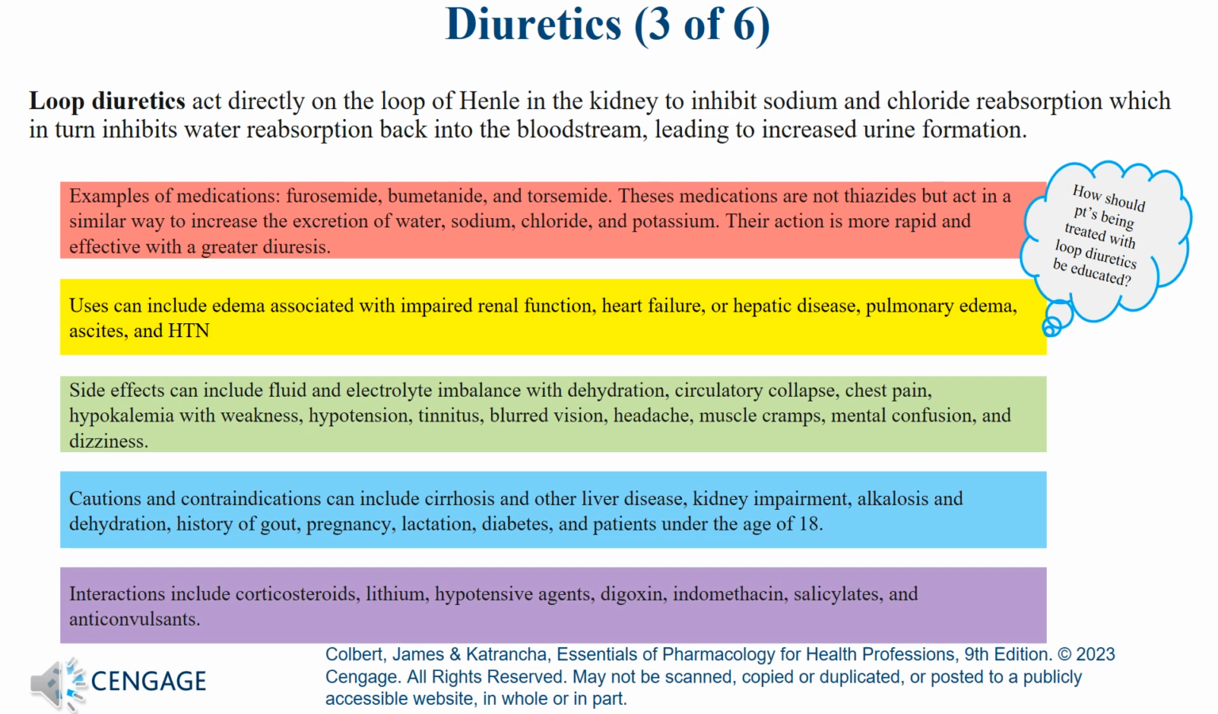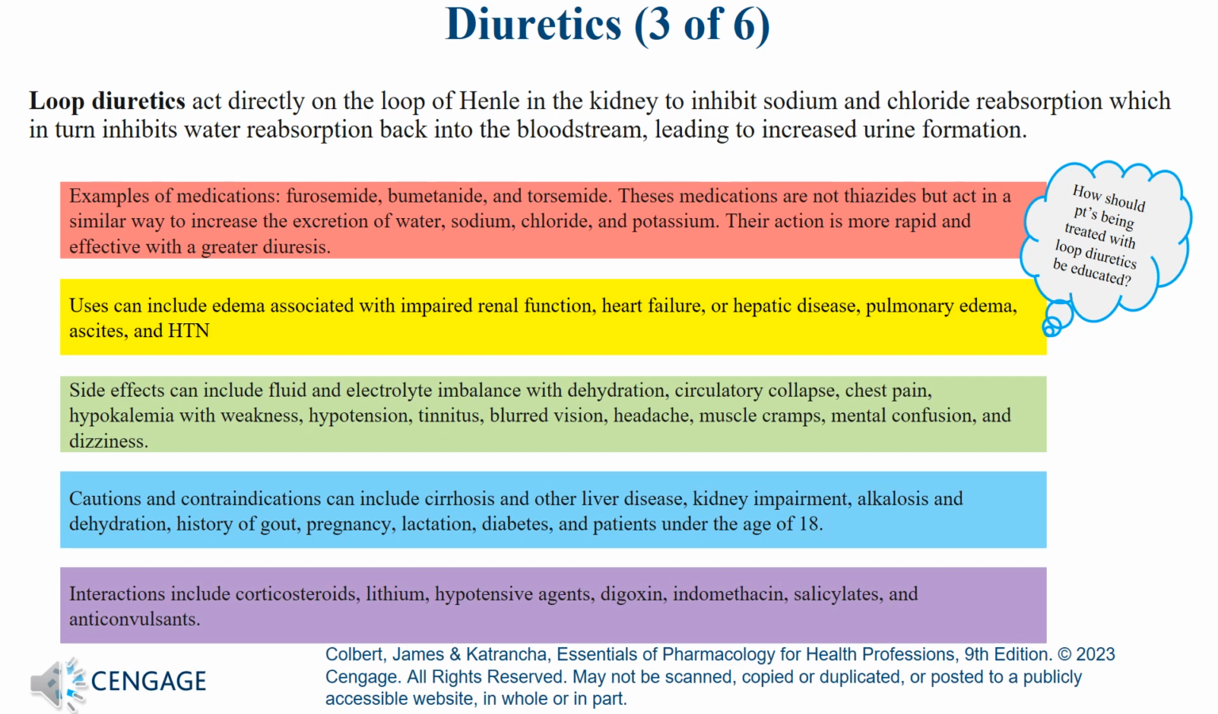Next up is our loop diuretic, which acts directly on the loop of Henle in the kidney to inhibit sodium and chloride reabsorption, which in turn inhibits water reabsorption back into the bloodstream, leading to increased urine formation. Examples of the medication are furosemide, bumetanide, and torsemide. These medications are not thiazides, but act in a way that is similar to help increase the excretion of water, sodium, chloride, and potassium.